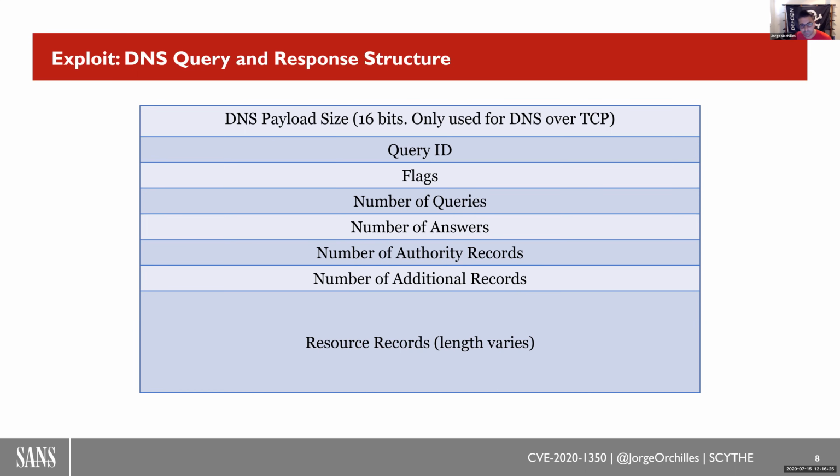Then there's flags. There's a number of queries, number of answers, number of authority records, number of additional records, and then our resource records. And you see the resource records here are a little bigger, right? That's a visual representation that the length varies. So the resource records is where we're going to start looking. That is where you can augment the size of it and possibly trigger the overflow.